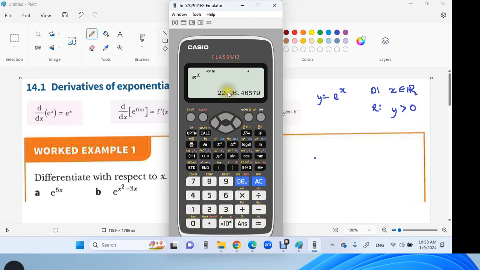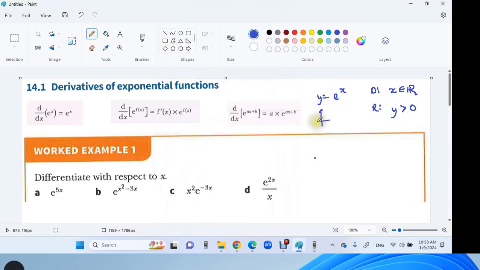E to the power 10 will become something very big already. If we have e to the power of 0, then it is 1. And if we have e to the power of negative 1, then it will become 1 over e. It's a decimal place. Then we have negative 10, it's also something very small, but it will never become 0. It will approach 0, but it will never become 0. So the graph for e to the power x looks something like this.